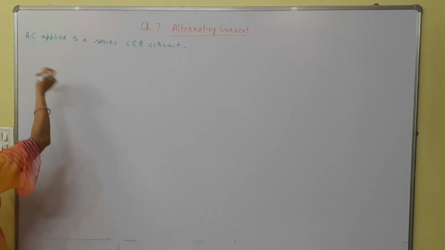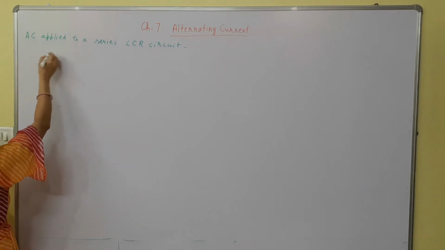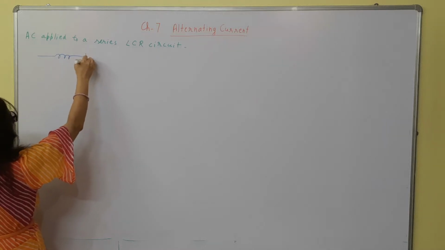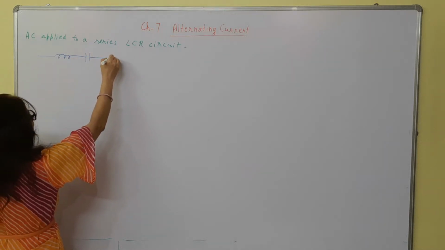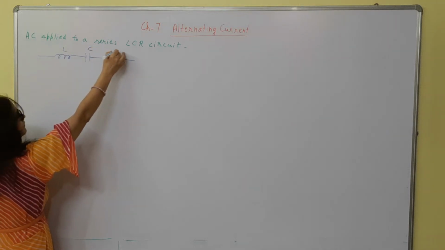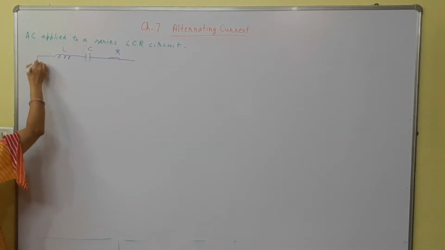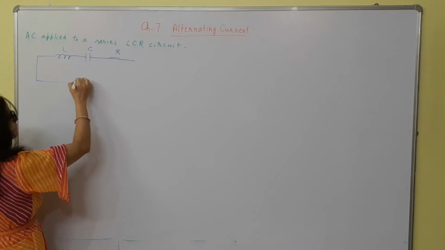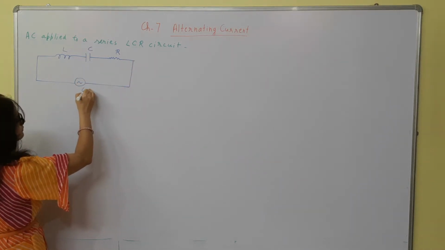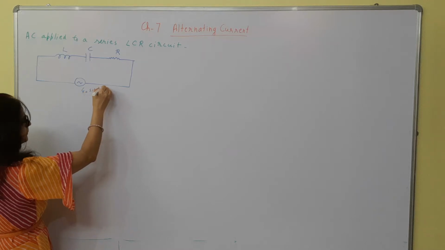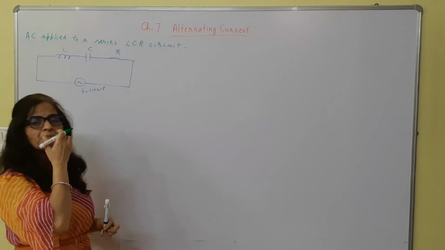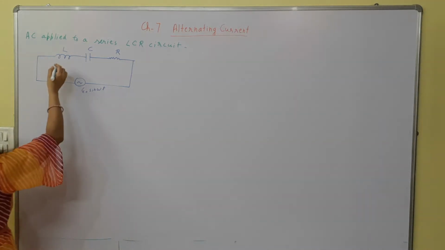So for this we know that this is your L, this is C and this is the resistor. The AC is applied to it, which is E naught sin omega t. We know that in an inductor the voltage leads the current by pi by 2.